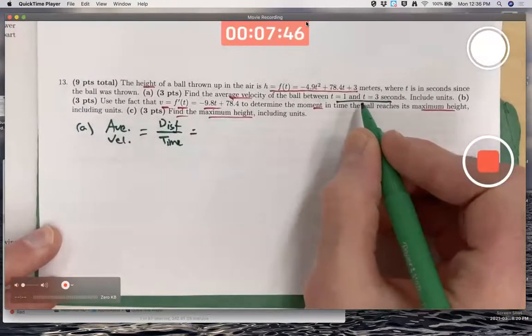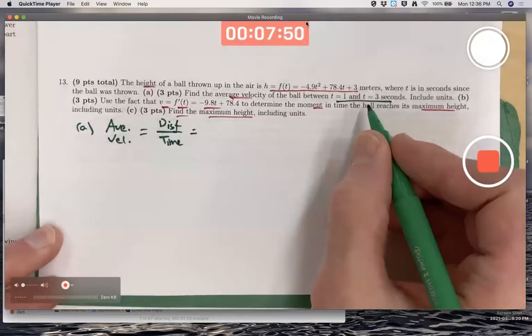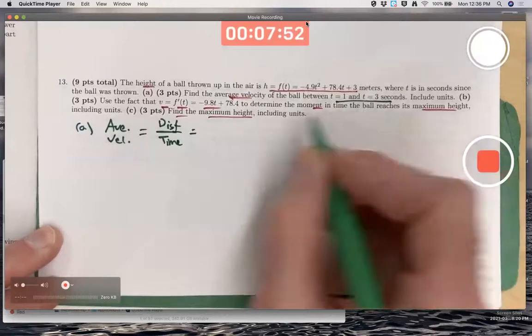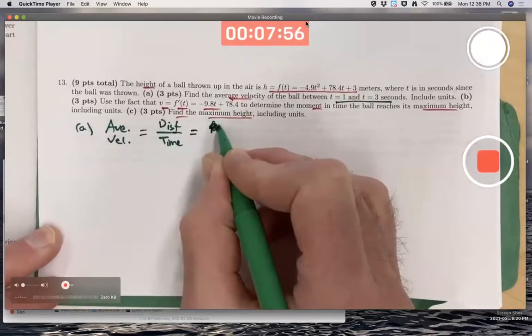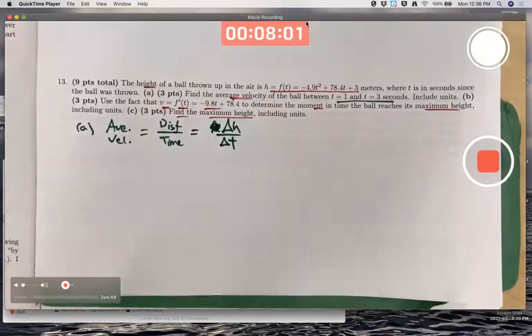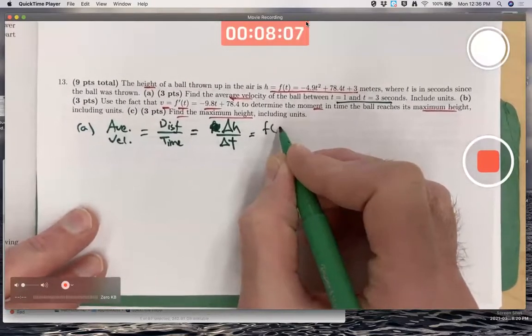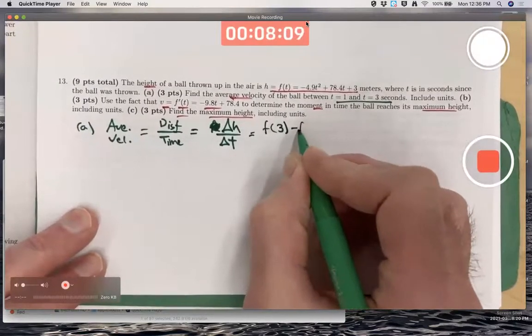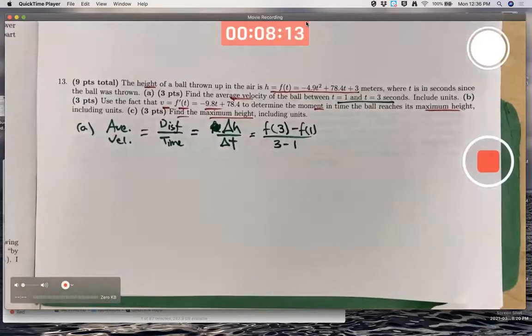But if I picked from t equals 5 seconds to t equals 10 seconds, it probably would be a negative velocity. Negative average velocity. This is change in position, change in h divided by change in time. We could use delta notation for it to stand for change in. The change in height is the difference in function values, f of 3 minus f of 1. And the change in time is the amount of time elapsed, 3 minus 1, 2 seconds.